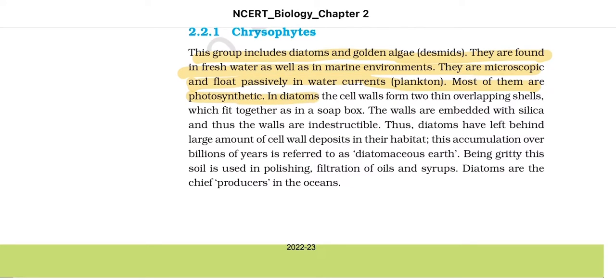In diatoms, the cell walls form two thin overlapping shells which fit together as in a soap box. The walls are embedded with silica and thus the walls are indestructible. Thus, diatoms have left behind large amount of cell wall deposits in their habitat. This accumulation over billions of years is referred to as diatomaceous earth. Being gritty, this soil is used in polishing, filtration of oils and syrups. Diatoms are the chief producers in the oceans.